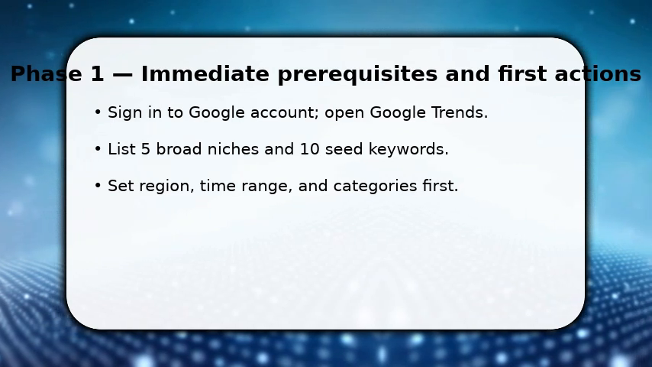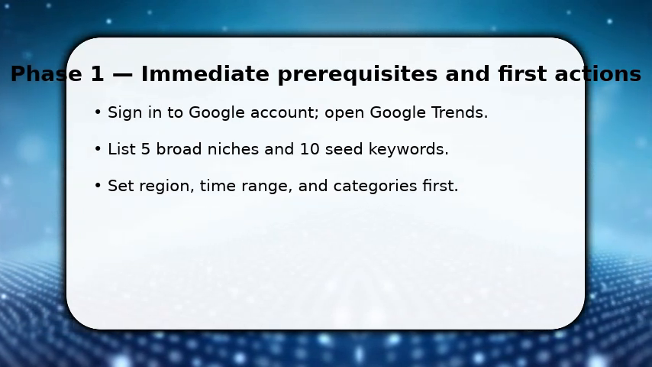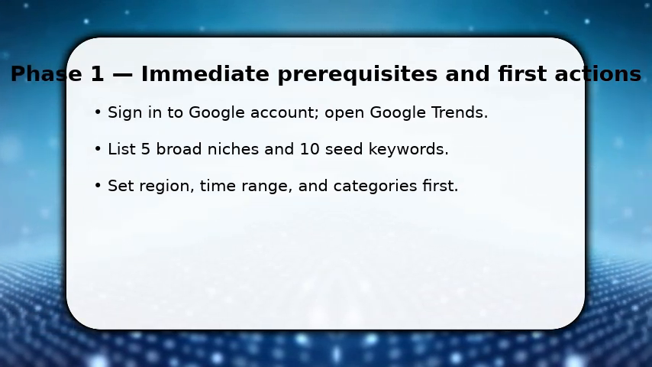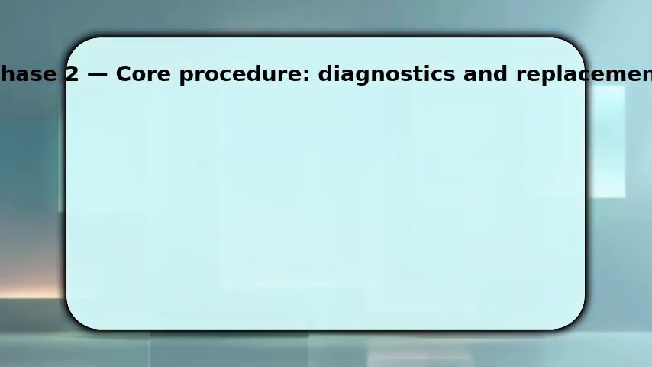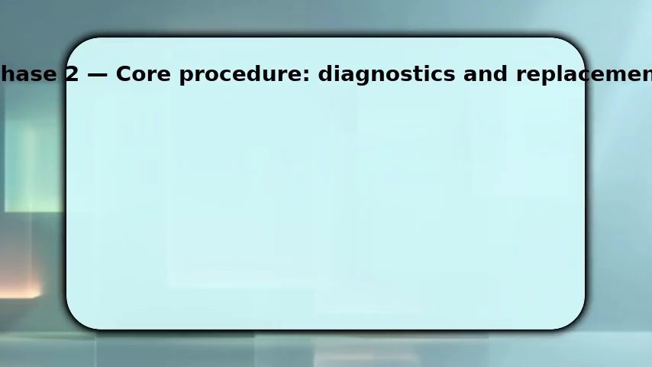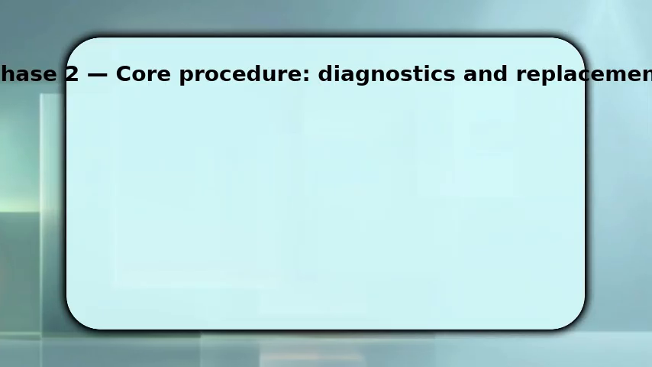Now drill deeper. Compare variations and long-tail phrases using the comparison tool. Add filters for category and web search to refine results. Make sure to read related queries. Toggle rising to spot emerging products and top to validate volume.